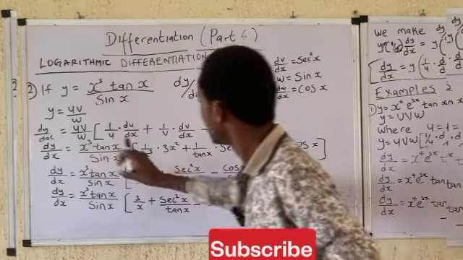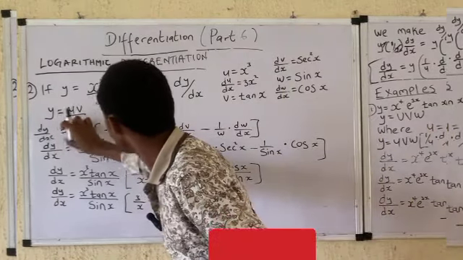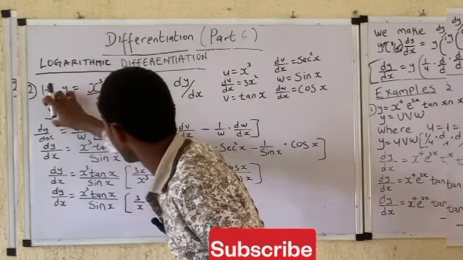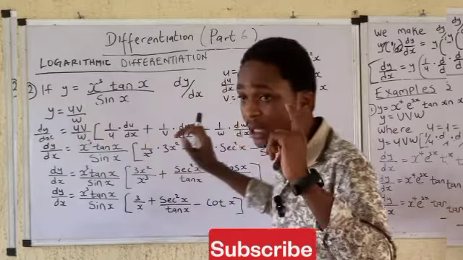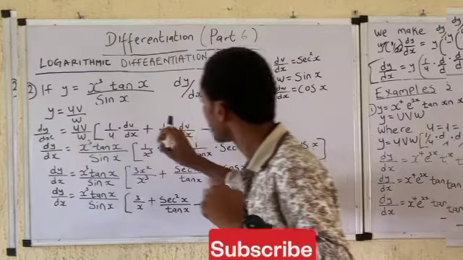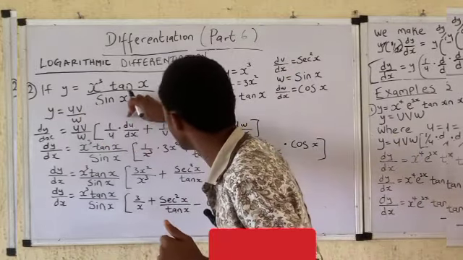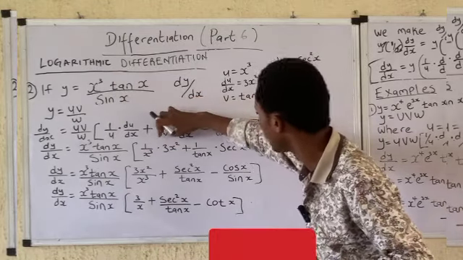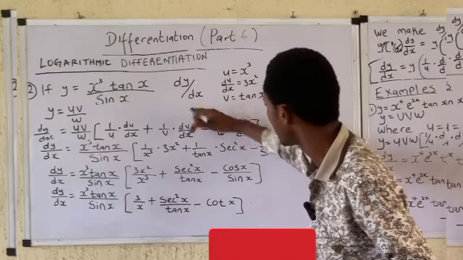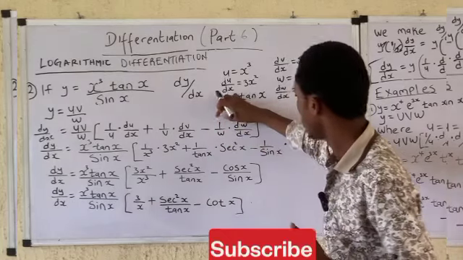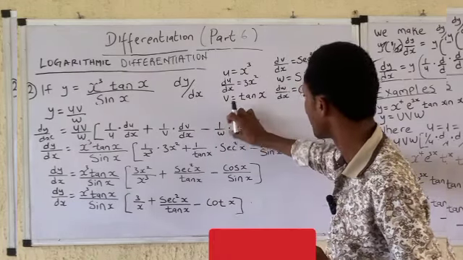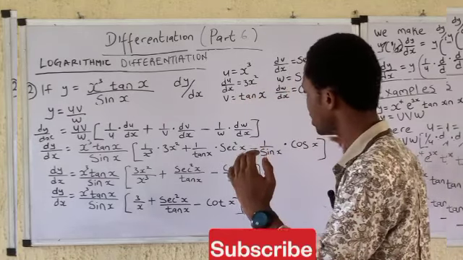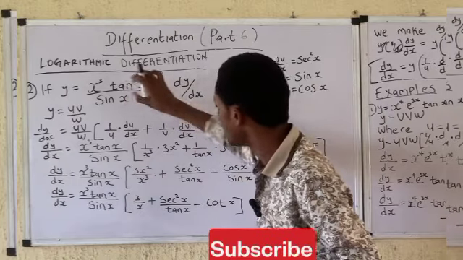Now, dy dx equals u v all over w. Remember that this one is our y, according to the formula I gave earlier. So bracket open 1 all over u times the differential form of u, du dx, plus 1 all over v times the differential form of v, dv dx, minus, because it's all over, 1 all over w times the differential form of w, dw dx, bracket close. This is the formula we'll be using. Now, let's go into the question.